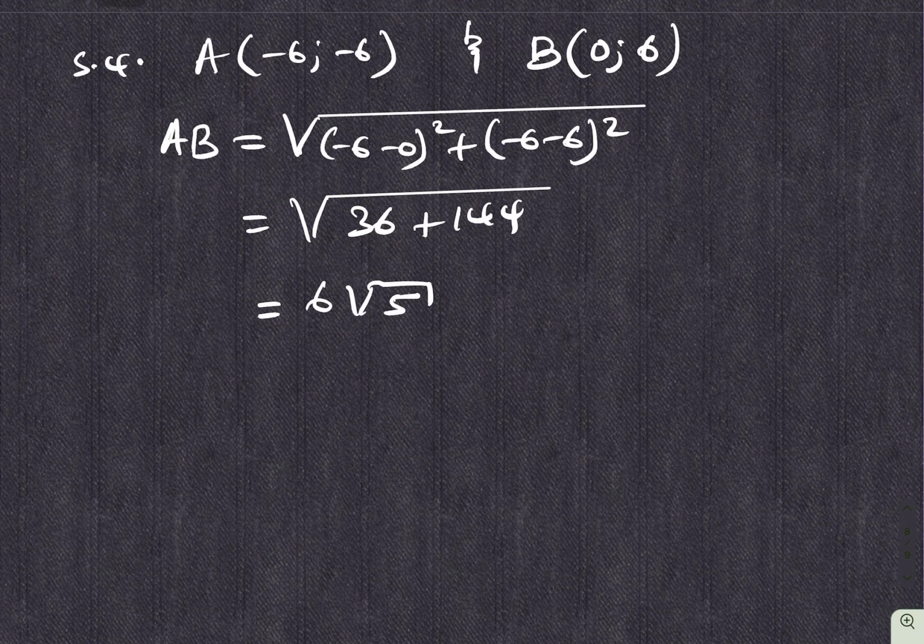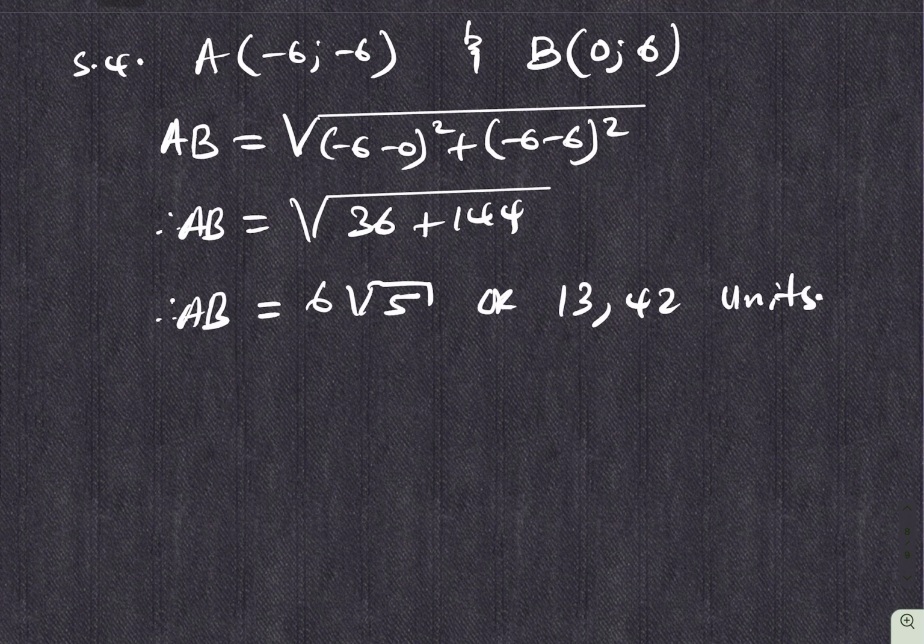So that is the length there. So therefore AB, because you know these things very well, you can round it off, and it's going to give you 13.42, because this is the length. You can just write units. That is 2 marks. To get the right answer with the correct substitution makes that 2 marks.